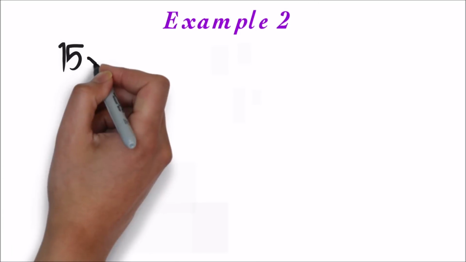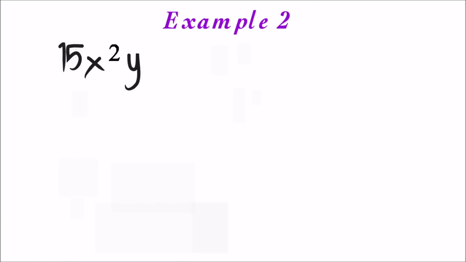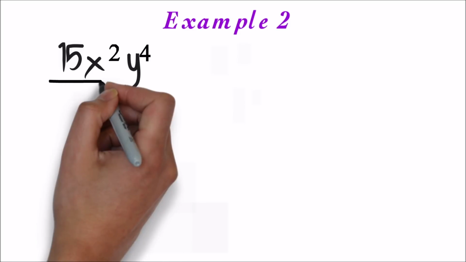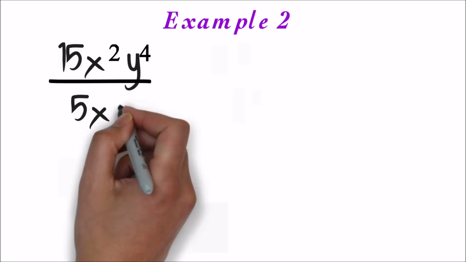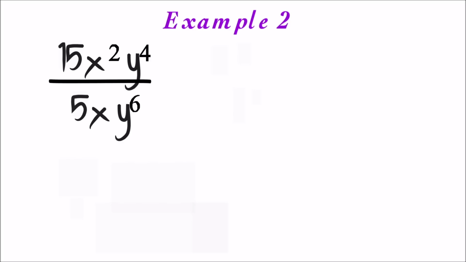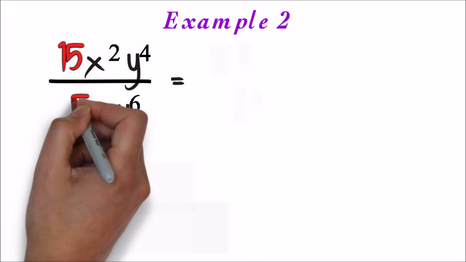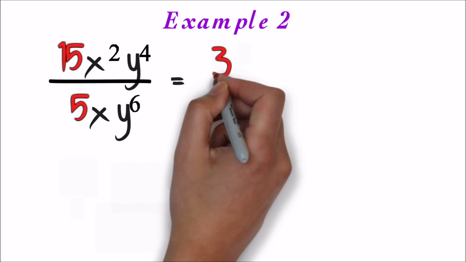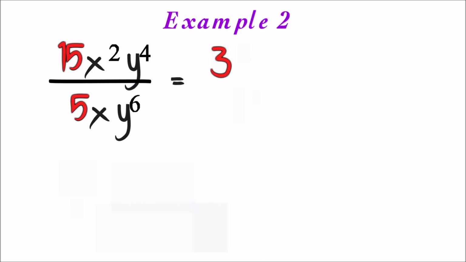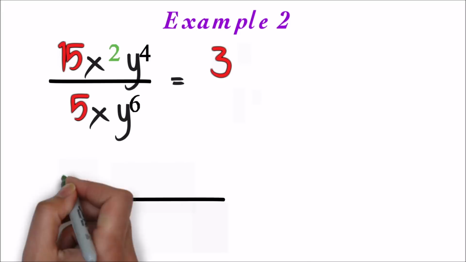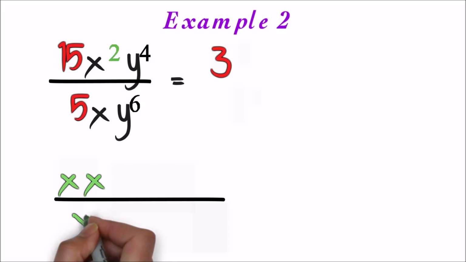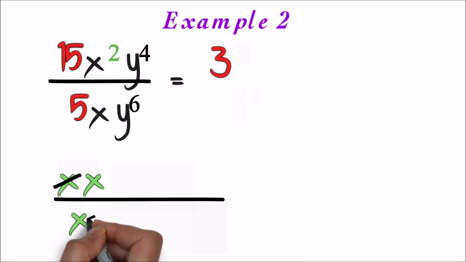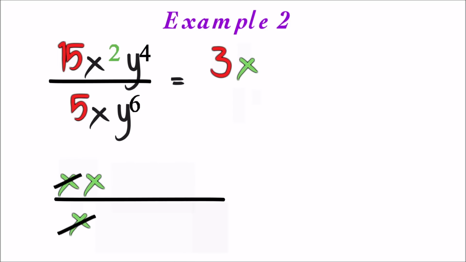Let's try another example. Here we have 15x squared y exponent 4 divided by 5xy exponent 6. First, we divide the 15 by the 5 to get 3. Next, we notice there are 2x at the top and 1 at the bottom. So our answer will have 1x at the top.